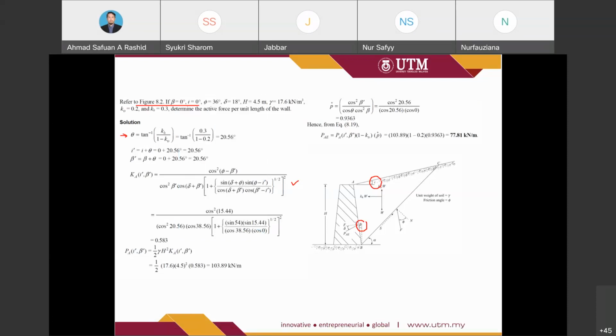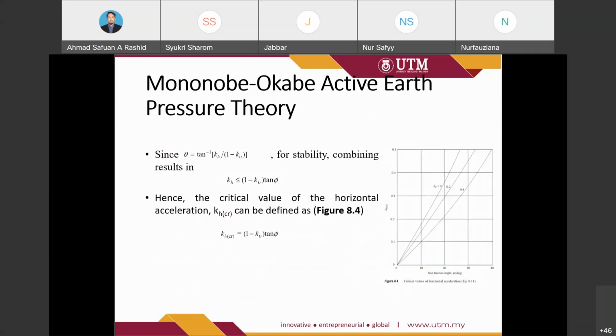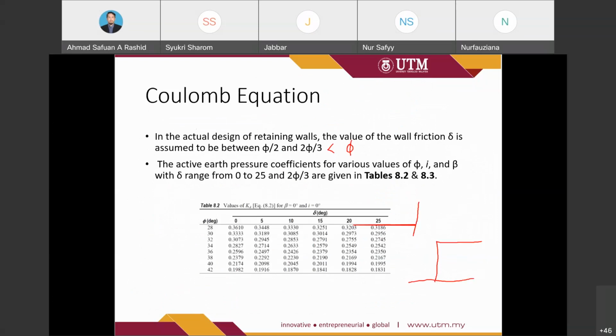So 2 times 36 over 3 is 24. So the delta is not 2/3. Okay, so we need to use, for example, Table 8.2. So now we check the 8.2 table.